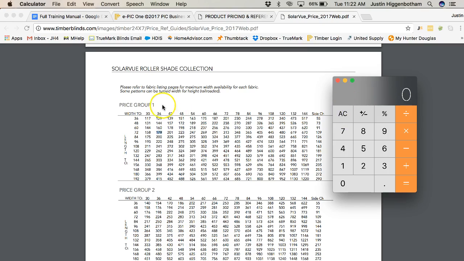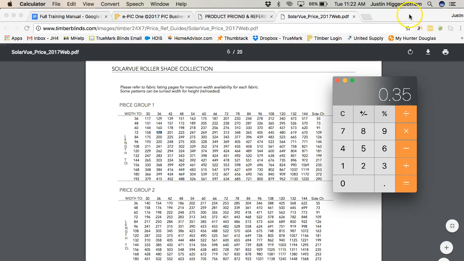So let's do this again. We got a shade that's 35, which we know we need 36 by 72. We take the suggested retail and multiply that by our multiplier, which is 0.35 for timber. You'll learn in United Supply here where we get our blinds from.